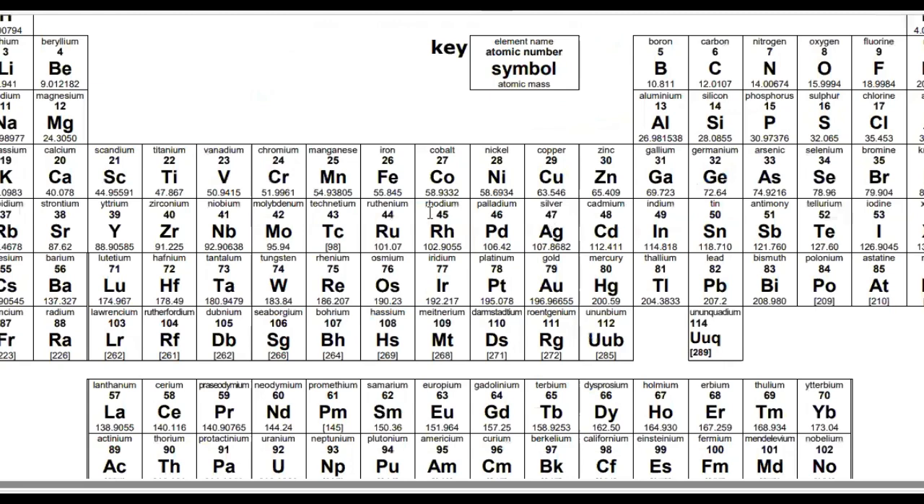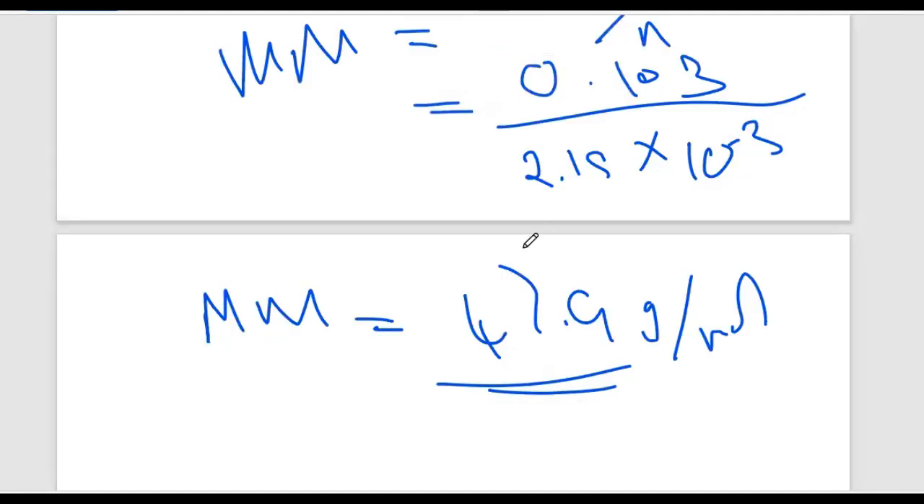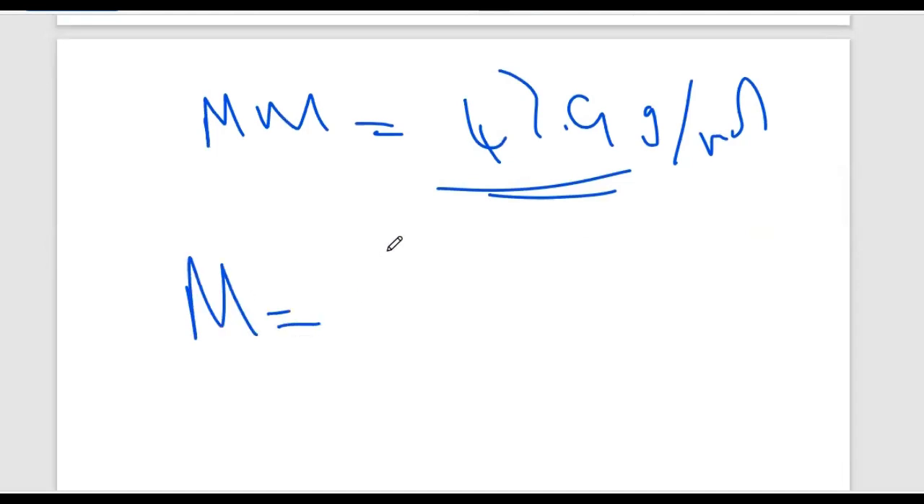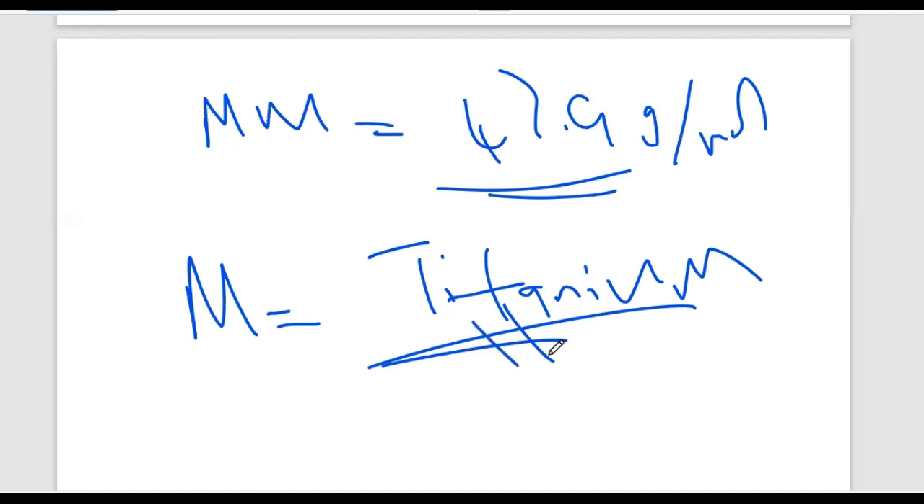If I go to the periodic table here, that was 47. So 30, 31, 32, then 40, 41, 42. You can see that my 47 point something is on this element called titanium. So the identity of that metal is simply titanium, because titanium has a molar mass close to the value that we found. So this metal M is simply titanium. If you have any question on this, you are very free to ask.